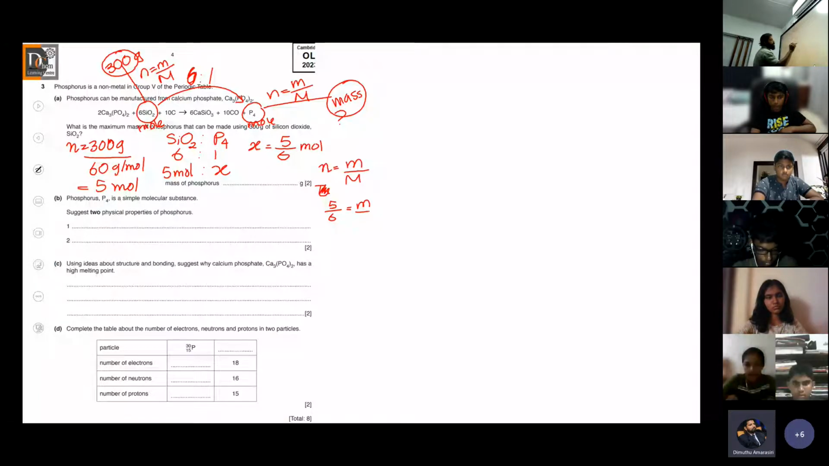Be careful, it's 31 into 4, right? So then the mass is, what's the value you got? 103.3. Have they asked any number of significant figures? No. 103.3 grams. That's the answer.